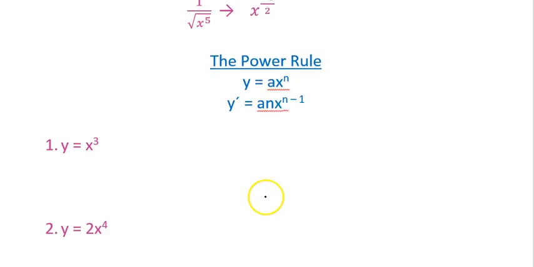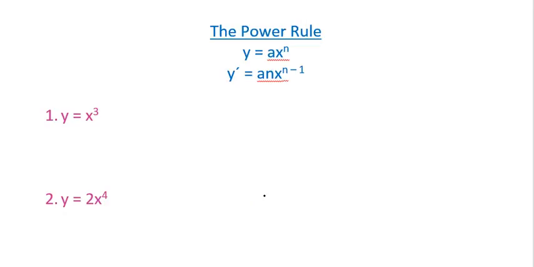Alright, the first rule that we're going to talk about today is the power rule, and we did kind of discover this in a previous lesson. If you're given a function, here I have y equals a times x to the n, where a represents a number and n represents a number, the derivative of that is you take the power n, multiply it by the coefficient in front, so that would be a times n, and that'll end up being a number. And then you subtract 1 from the exponent.